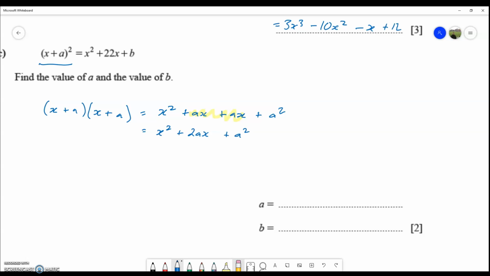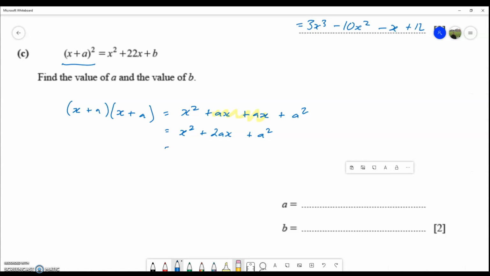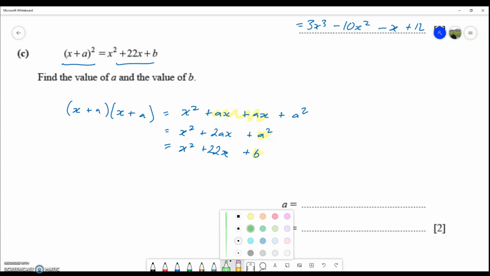So what does that mean? First of all, looking at the right-hand side, if that's equal to that, then this must be equal to x squared plus 22x plus b. So what does that tell us? That tells us that a squared and b must be the same, but also 2ax and 22x must be the same as well.